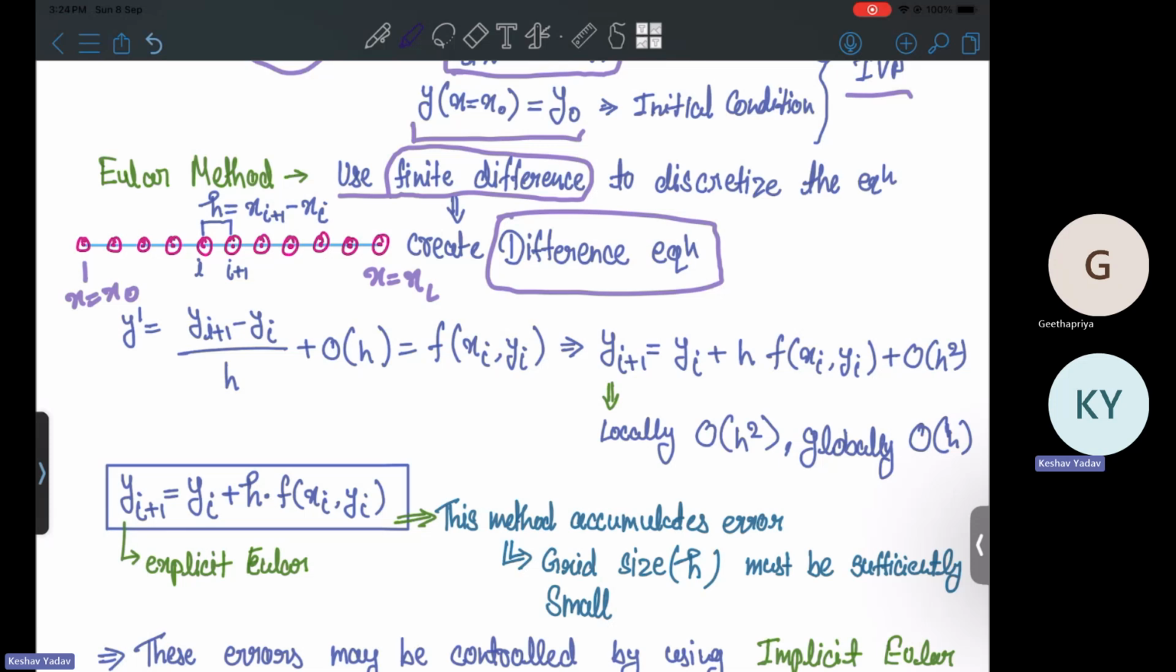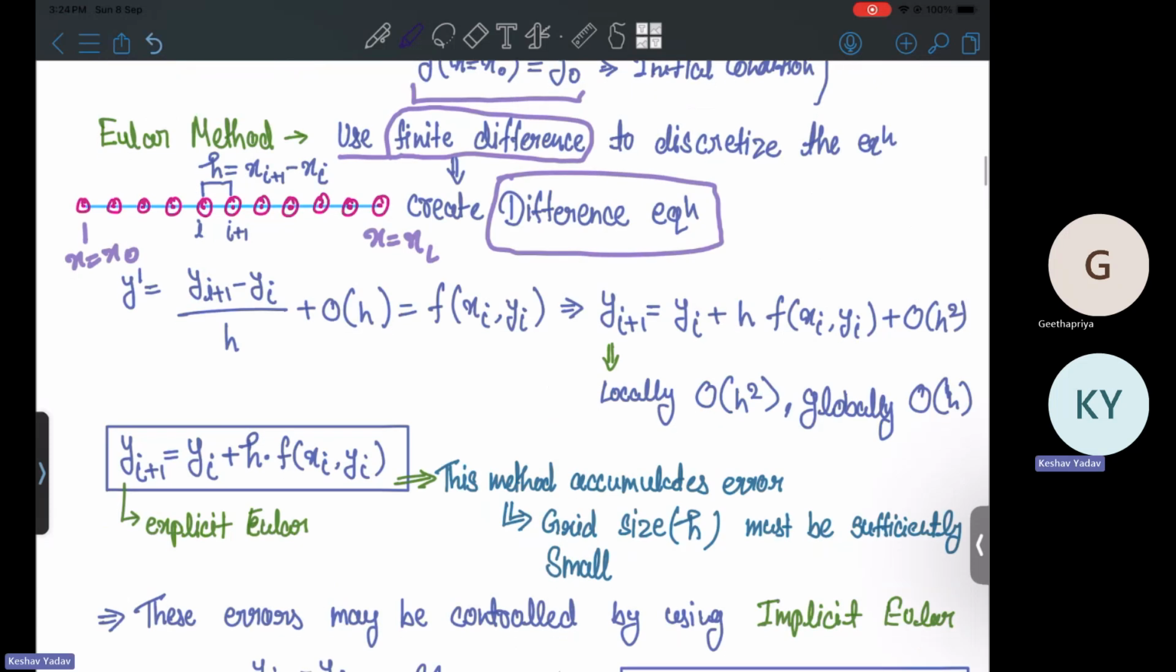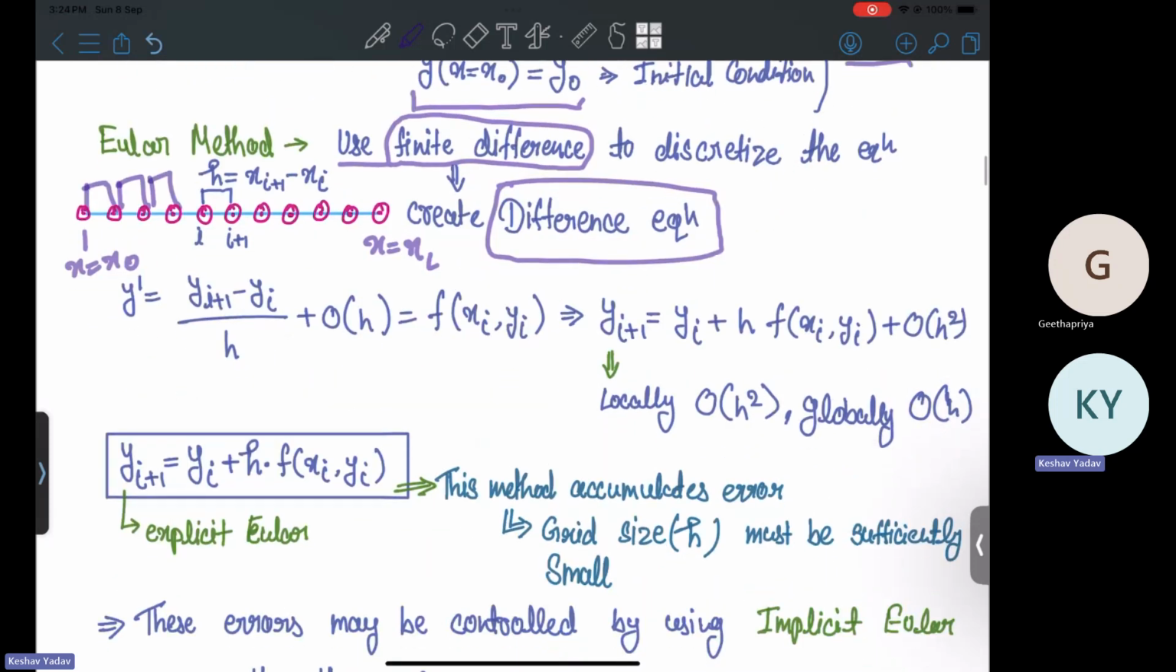If this discretization is uniform, all these step sizes will be the same. And if any of the step sizes is different, then that is called a non-uniform grid. So dy by dx, by using the finite difference method, this y prime can be written as yi plus 1 minus yi divided by h plus some order of h, equal to f at xi and yi. This we studied, I think, last to last week in the numerical differentiation part.